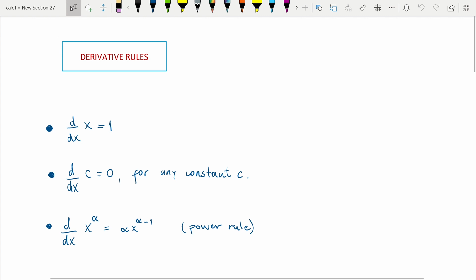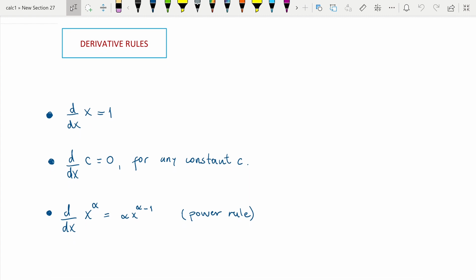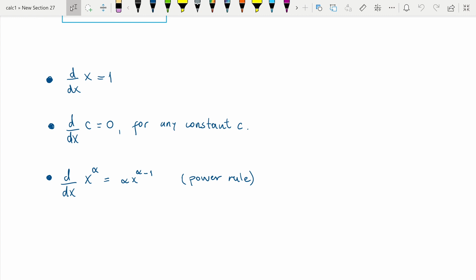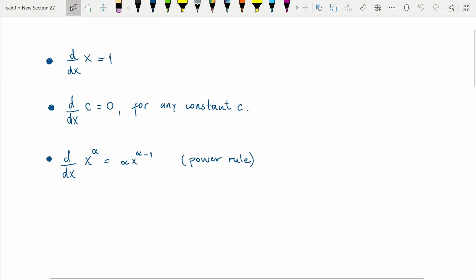So rules again. Now that we're looking at the derivatives of functions at just any point, we're viewing derivatives as functions themselves. So the first rule is that the derivative of x is just 1. The second one is that the derivative of any constant is equal to 0. And I guess those are not problematic at all to apply.